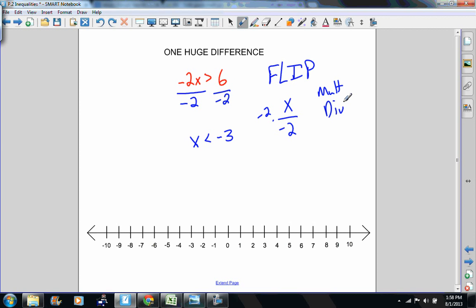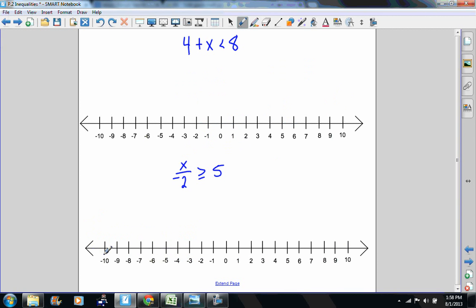You flip that sign. Okay, so now we flip the sign, now we have this, open circle here, we are going to shade left. Okay, so multiplying or dividing only with negative numbers, you will flip the sign. Man, I got totally lost there. Okay, so I want you to try these on your own and see what you get, and then I'll come back.